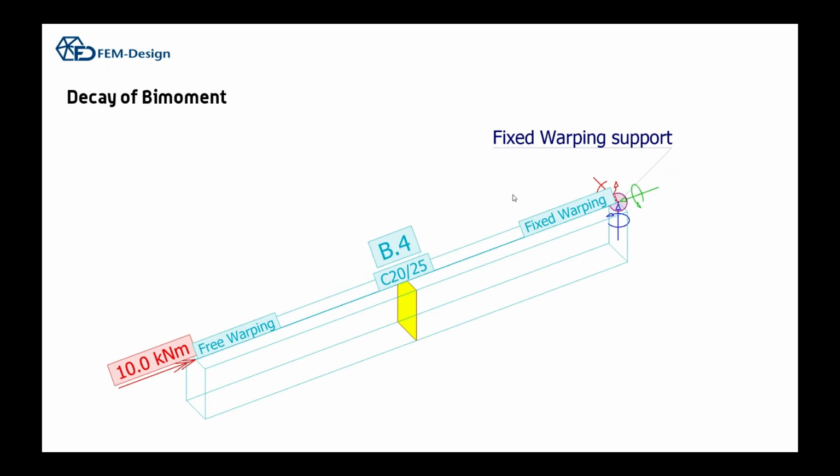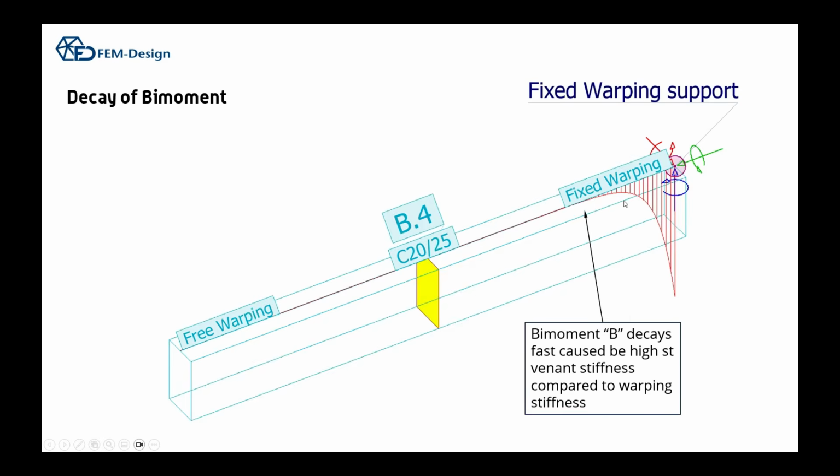So if we take an example, I call this effect the decay of bi-moment. So it means that the bi-moment decays fast if you go away from the support. So here we have a concrete beam. We have applied the torsion to the end of the beam, and we have fixed the movement of the, let's say, flanges. There are no flanges in this system, but we can call them fixed, so it's cast to some massive concrete structure. And we set the fixed warping support here. And then we observe the bi-moment, and the bi-moment decays fast because the torsion or Saint Venant stiffness is incredibly high in this solid section.